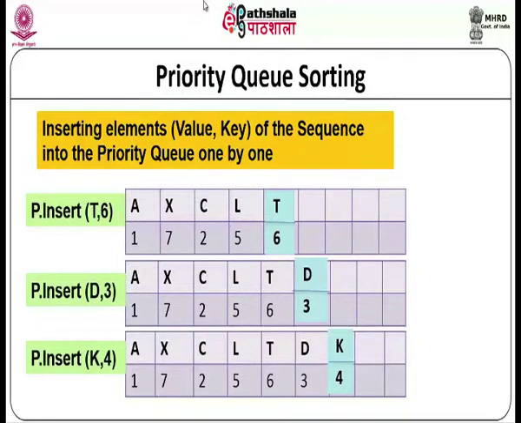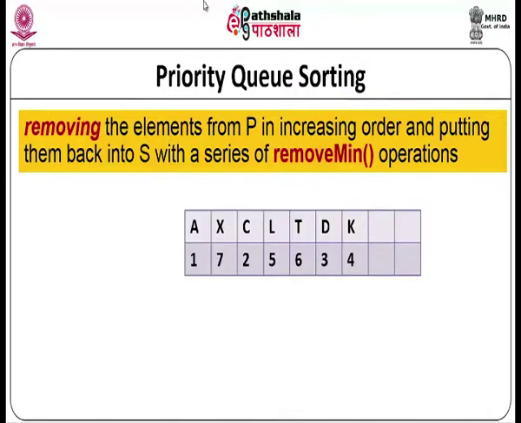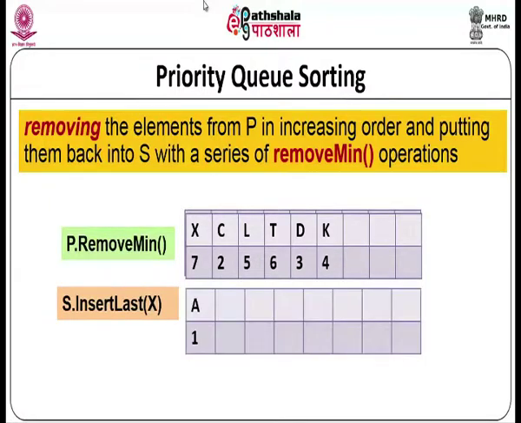Now comes the next operation, where we remove the elements from the queue in increasing order and put them back into S with a series of remove min operations. So, what do we do here? We have this priority queue at the end of that sequence of insert operations. Now, I remove the min element. So, from P I am removing the min element. What is the min element here? That is A1. So, that is removed, and now this is the priority queue, and we insert it into the sequence. So, this is the first step.